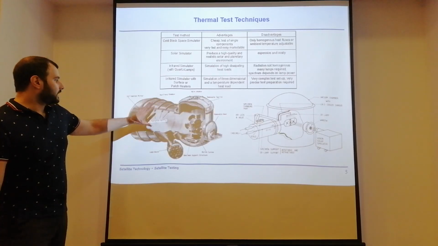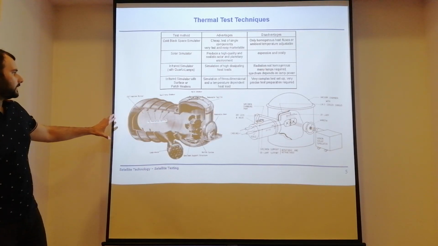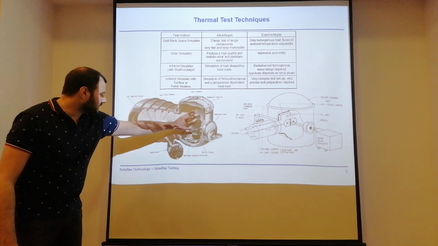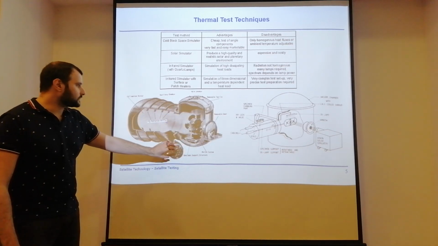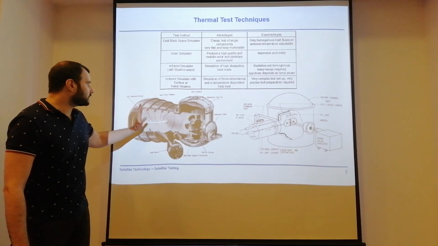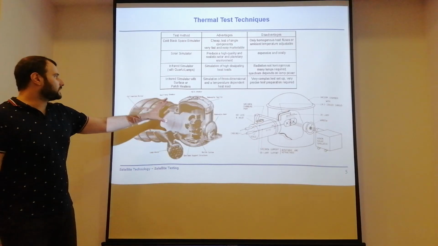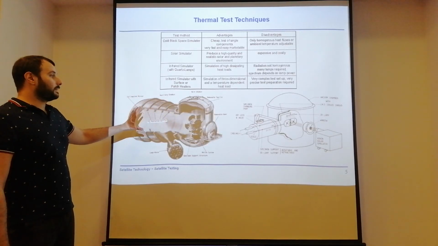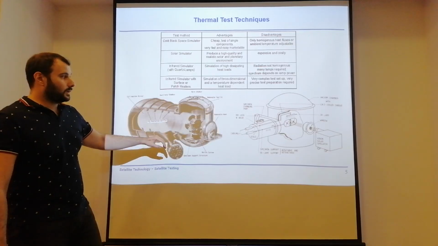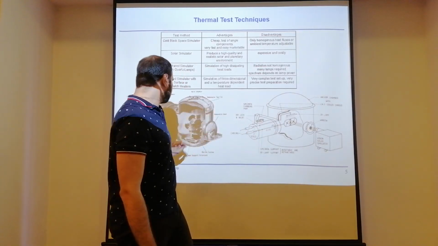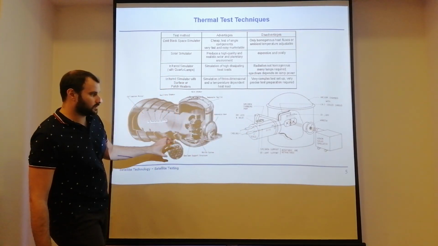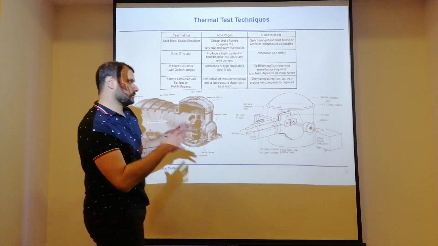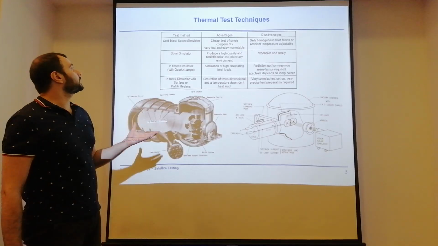And here we see an example of a big space simulator with a satellite in it. We have some lamps to simulate sunlight and a big mirror to reflect it, and this whole chamber can be under vacuum conditions. Or, in a different model, instead of big solar lamps, we use a xenon solar simulator and also put it into a vacuum chamber.